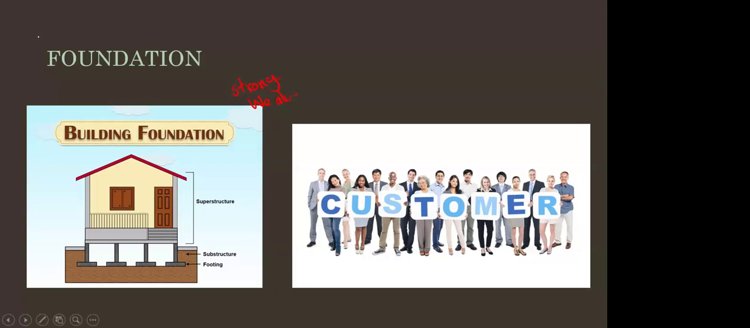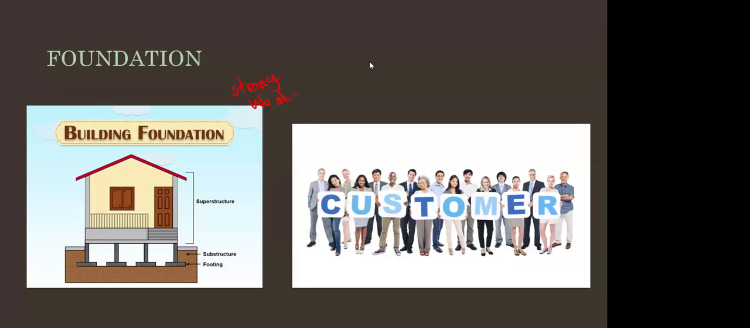Foundation of a business. If you all didn't understand anything, drop me a message. I'll explain it again. Clear, right? Okay, perfect. So the foundation of a business is customers. So go for your tute and write it.